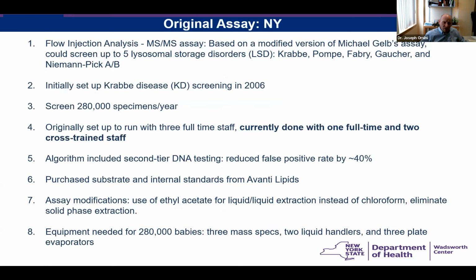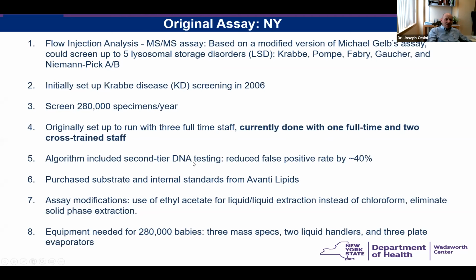So as I mentioned earlier, it started in 2006 in New York State. We used the method that was described by Gelb. This is a method that uses mass spec. And we were initially trying to start screening upwards of almost 300,000 specimens per year. So the laboratory here was set up to run that kind of testing. We had originally had 3 full-time staff when we were doing method development, but we currently can do this with really 1 full-time staff person, and we have a couple of other cross-trained staff because we're doing other testing as well, just to give people an idea of how much work is involved in doing screening.